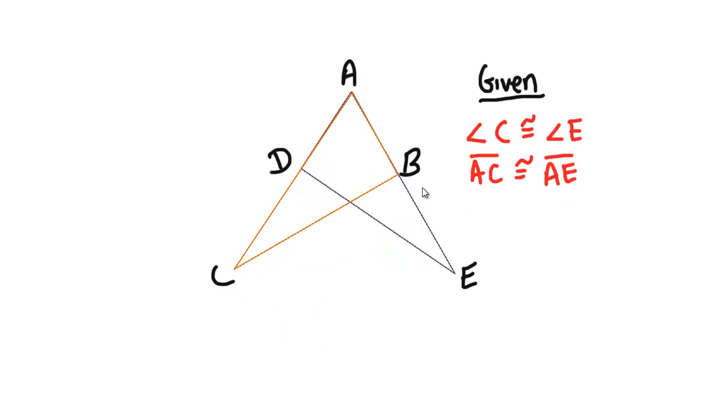Alright, so for this problem, let's say that it's given that angle C is congruent to angle E. So we can actually mark it off. Angle E and angle C are congruent. And that side AC is congruent to side AE. So the question is, do we have enough information from the given and from the overlapping diagram to conclude or prove that triangle ABC is congruent to triangle ADE?